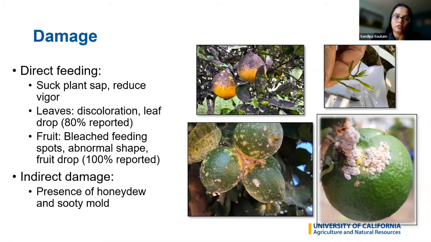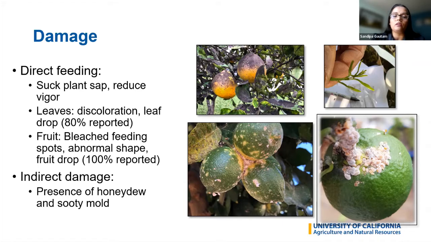So what do they do to citrus? They are a hemipteran insect. They suck sap, they extract phloem and reduce plant vigor. They can feed on pretty much all parts of the plant, including twigs, leaves, and fruit. They have been found in branches and trunks, but we don't really know if they can feed from branches and trunks, but they are found in branches and trunks at some times of the year. On leaves, they cause discoloration where they have fed. They usually like feeding around the peduncle area. And if they are feeding in clusters around the peduncle area, then they can cause leaf drop. Up to 80% leaf drop has been reported from citrus in some of the countries where citrus mealybug is the economic pest of citrus.